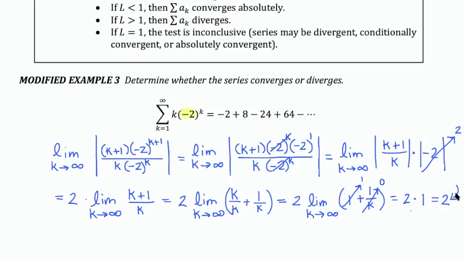And remember, that's the L value. That's not what I'm saying the series converges to. It's the limit of the ratio. And now I go back to my ratio test, and my limit, since it equals 2, and that's a number bigger than 1, I've just shown the series diverges.